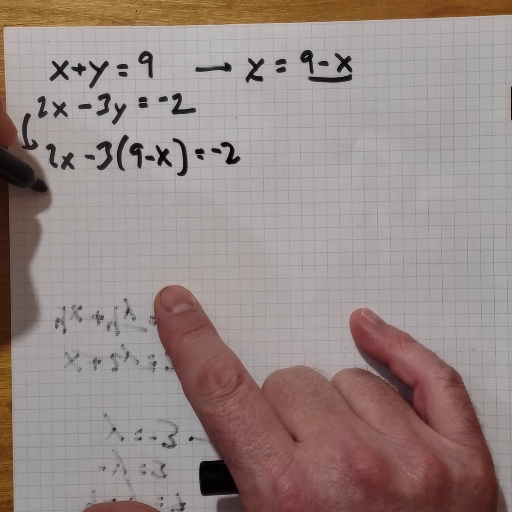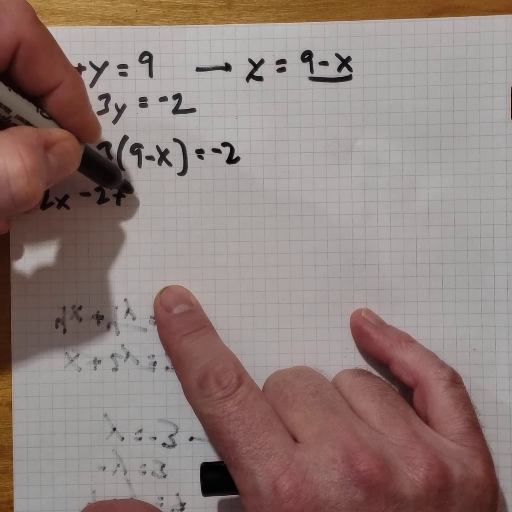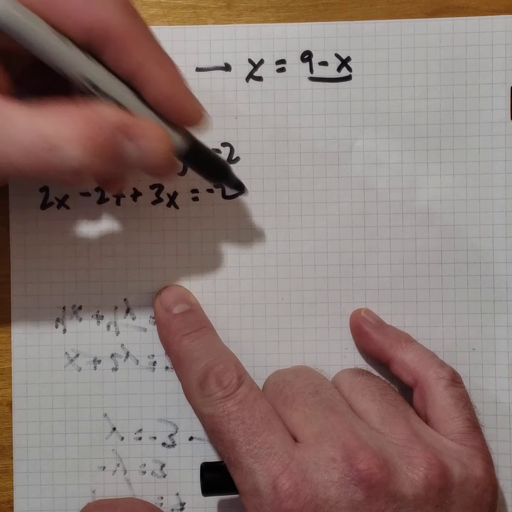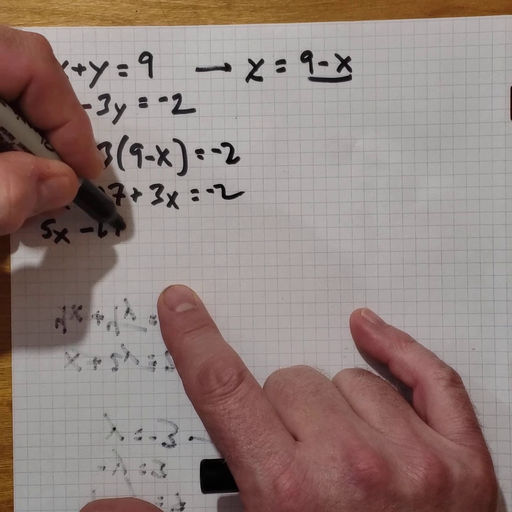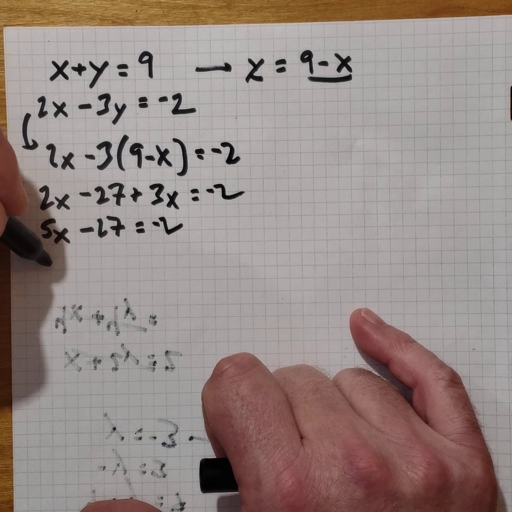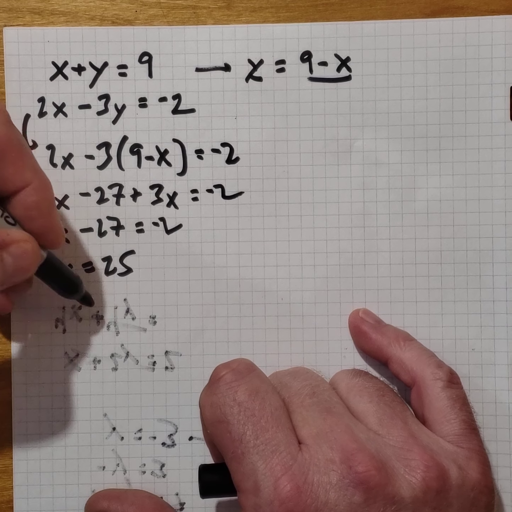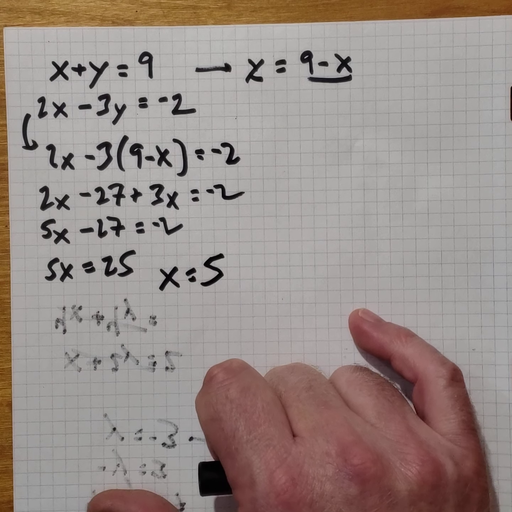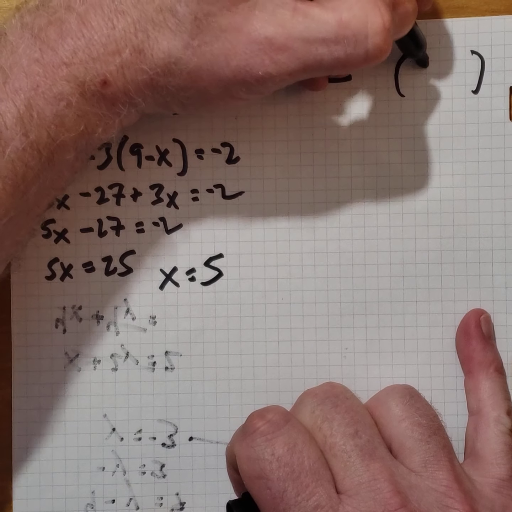This gives us an equation with one variable to solve. It's going to be minus 27 plus 3x equals negative 2. So that's 5x minus 27 equals negative 2. Add 27 to both sides, we get 5x equals 25. So of course, we know x is equal to 5. So that's our x coordinate this time, 5.